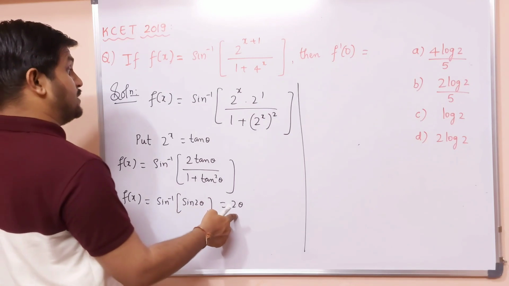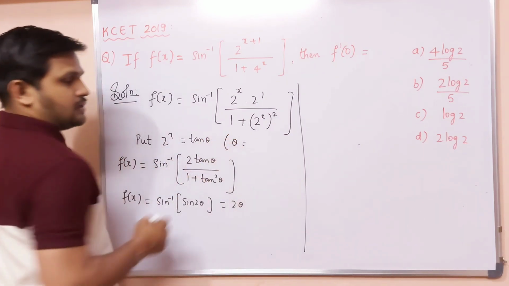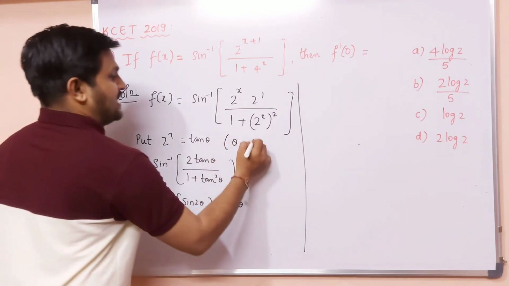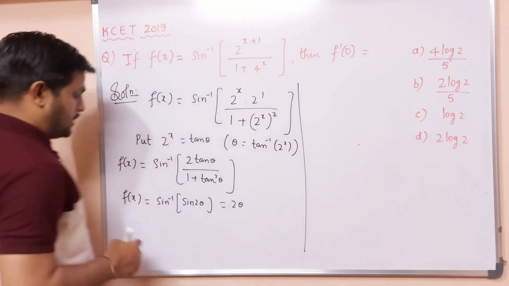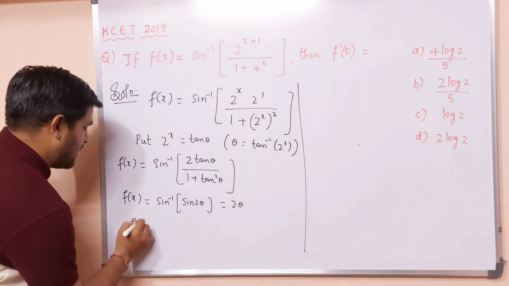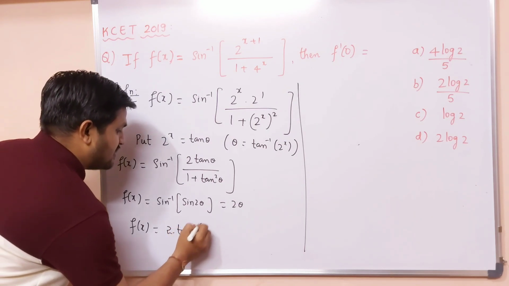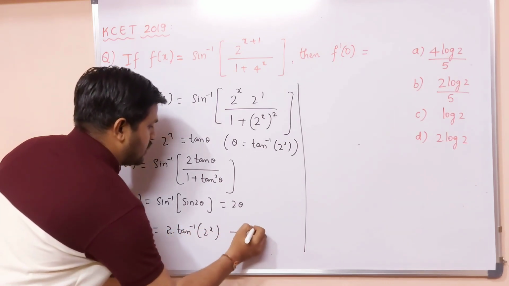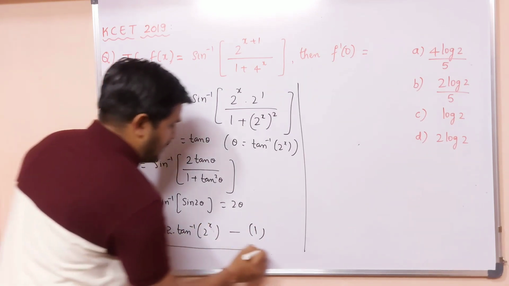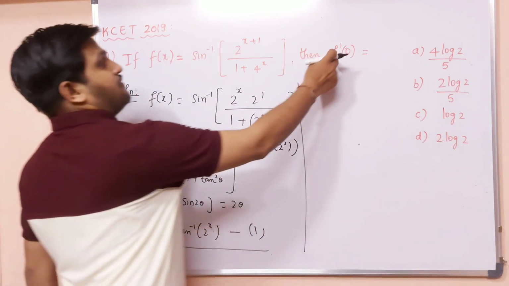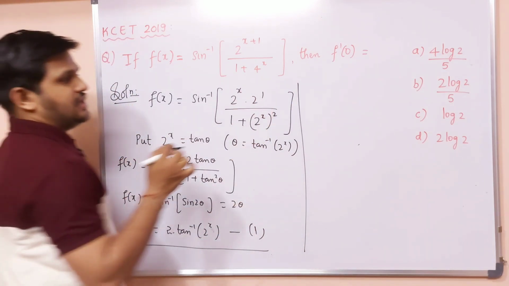So f of x is 2 times of theta, and in the bracket I will write what is the theta. So the theta is the tan inverse of 2 power x. Okay? So therefore f of x is nothing but 2 times tan inverse of 2 power x. So note it down as a first equation. Now we need to differentiate this, because I need f dash of 0. Find f dash of x, put x equal to 0, you'll get the answer easily.